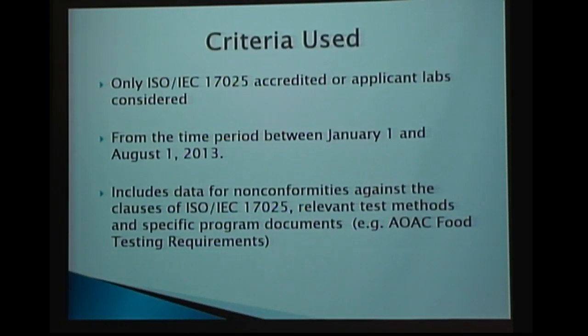Okay, so it's the criteria that was used, 17025 plus the specific requirements in the test methods, and it's in 2013. In some fields, we have extra requirements, like the Association of Official Analytical Chemists has additional quality control requirements for analytical chemistry, food chemistry laboratories.